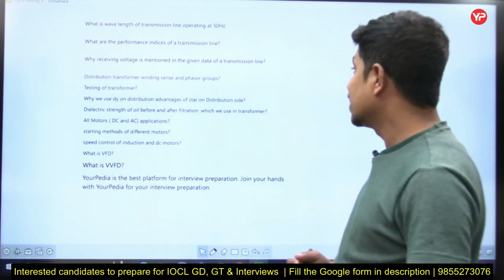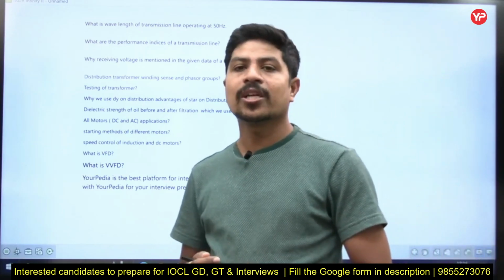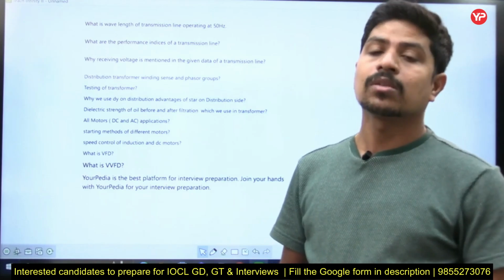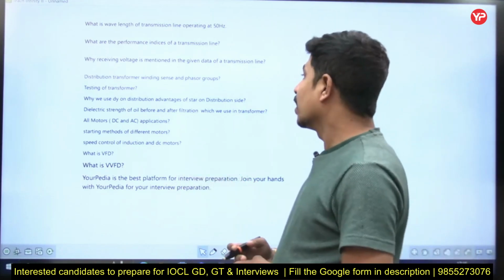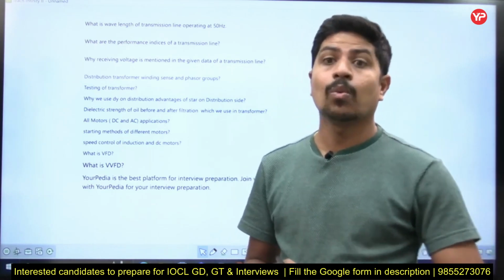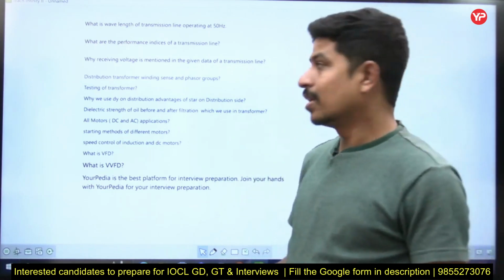Distribution transformer winding sense and phasor groups. If we take a three-phase distribution transformer, it is going to have winding sense and phasor groups. Will you please explain about that? Next, testing of transformer. What are the various tests done on a transformer and what is the purpose of conducting each test? That is one question.